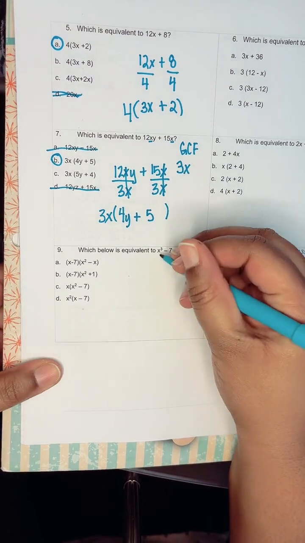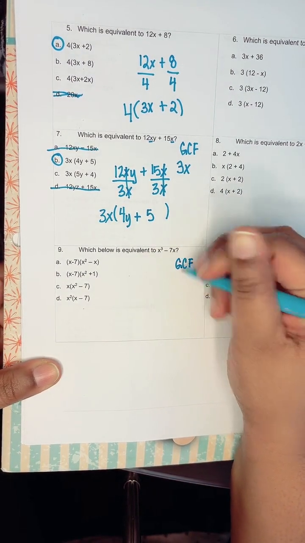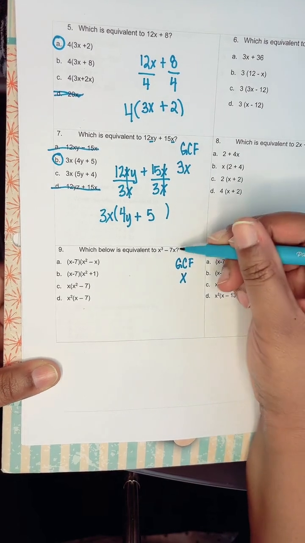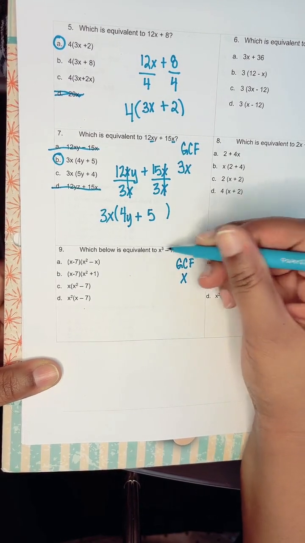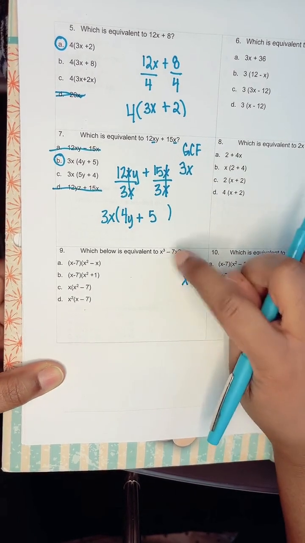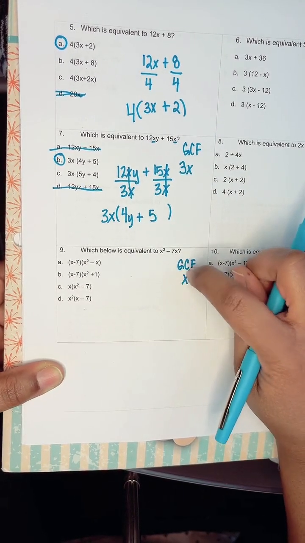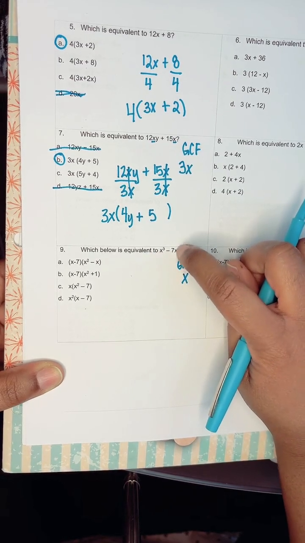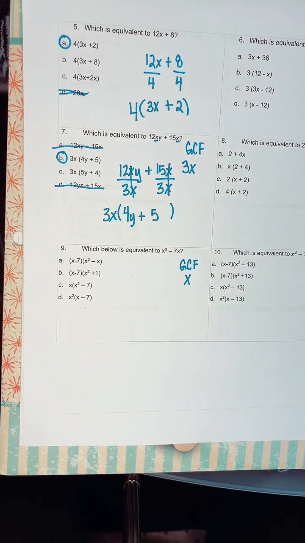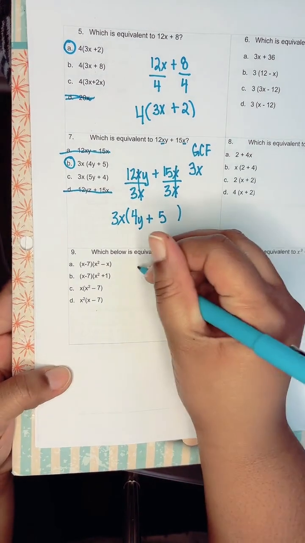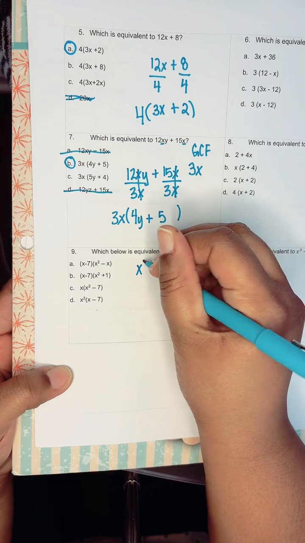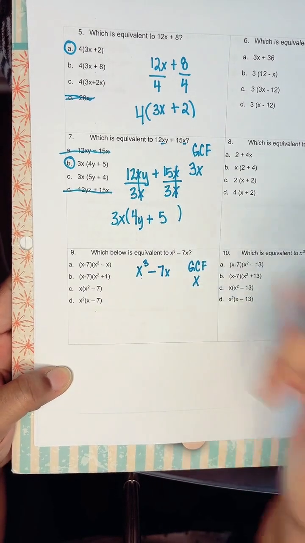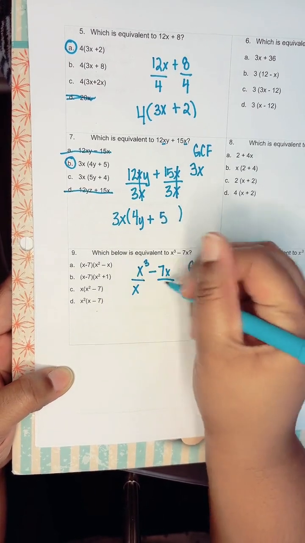X. Okay. There's an X here and an X here. Now, some people might be like, well, how come you ain't taking 3 X's? Because this term doesn't have the 3 X's. So you always take the lowest. When you're finding the greatest common factor of the variables, you take the lowest one. So it's an X. Okay. So we have X cubed minus 7X. We always divide by that X.